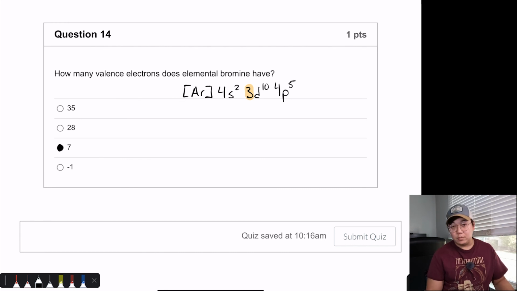So I hope that was helpful. Practice those electron configurations. They're very useful. They contain a lot of information. They're not too hard to write out.